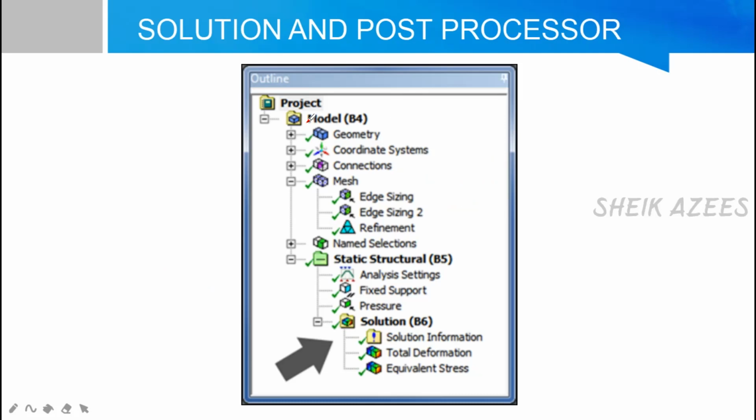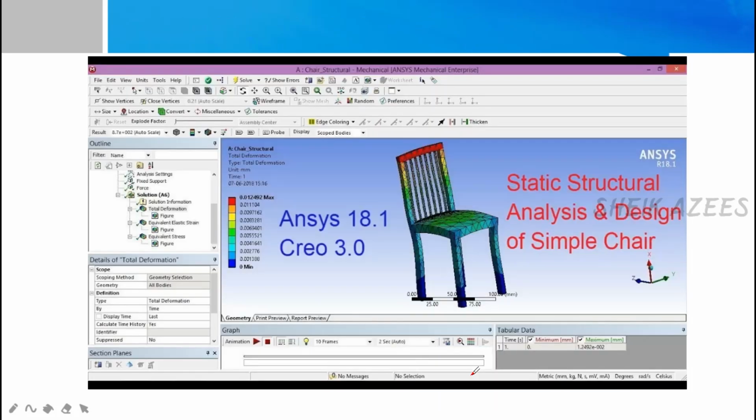So here we go for the solution and post-processor. You can see everything here: geometry, connections, mesh, static structural, and solution. In solution, we have to know which type of analysis we are going to do, static or thermal or modal and so on. In post-processor, from the analysis, we decide what result we have to get. You can see from top to down: first you get the model, mesh, static structural, and solution. In solution, we get results like total deformation and stress. This is our major result, that means deformation and stress.